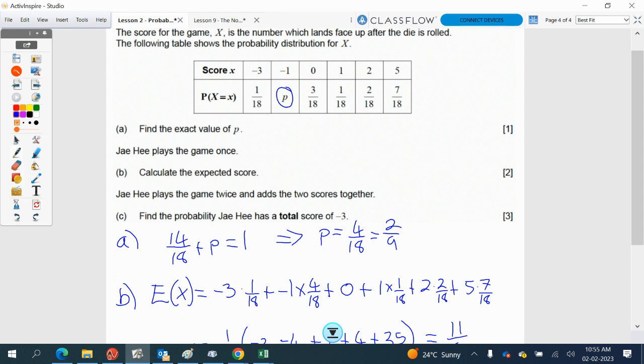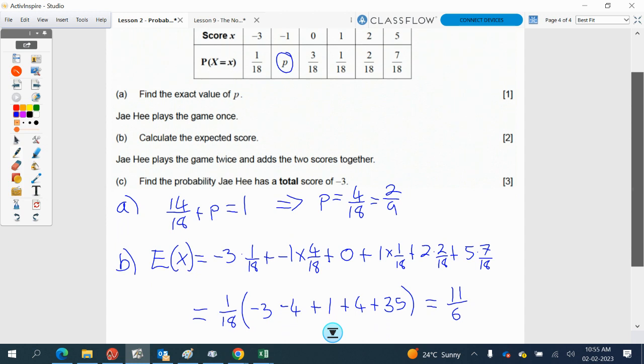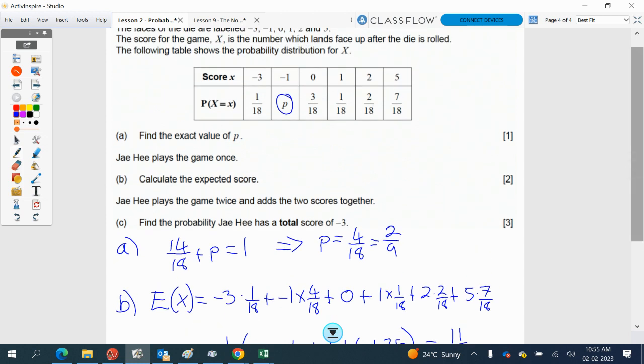-3 and 0. Do any of the others add up to give -3? No. So we just need the probability that he scores -3 and 0. Could we also have the probability that he scores 0 and then -3?